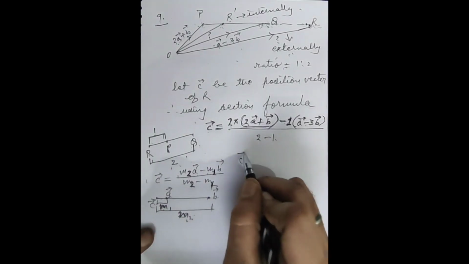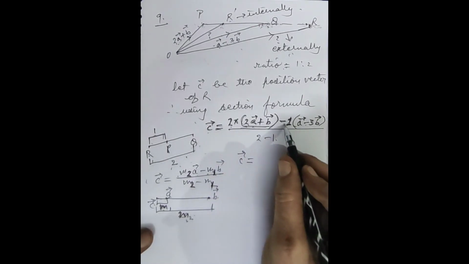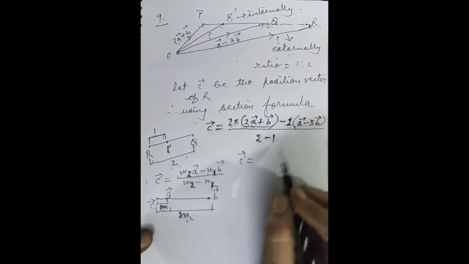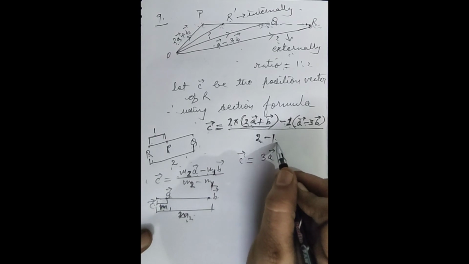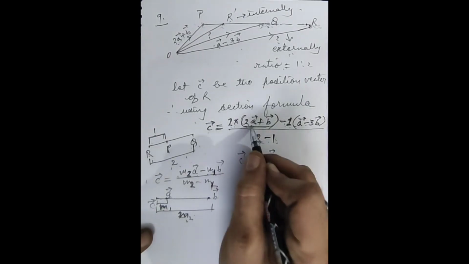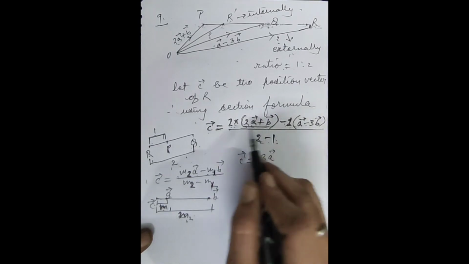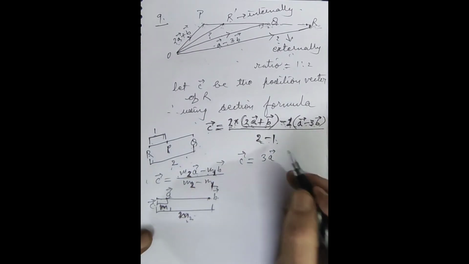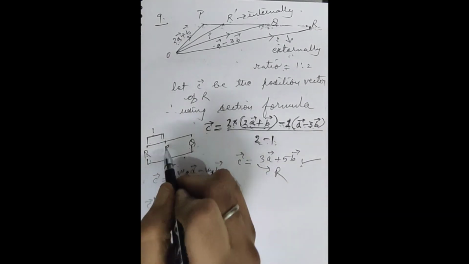Now solving, c becomes 2 twos are 4a, and this is minus a. So 4 minus 1 becomes 3a, as 2 minus 1 in the denominator is giving 1, so directly we can write this as 3a. And 2 into b is 2b, and here minus 1 multiplied to minus 3 makes it plus 3. So 2b plus 3b makes it 5b. So this is the final position vector of the required point R. Further we are given something: show that P is the midpoint of line segment RQ. This is the position vector of R. Now we need to show that this is the midpoint.